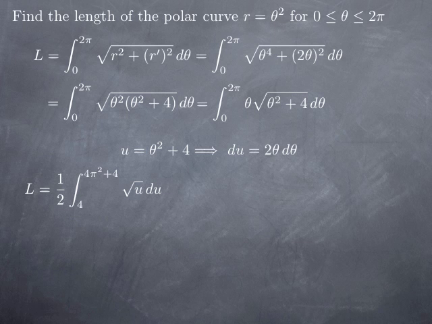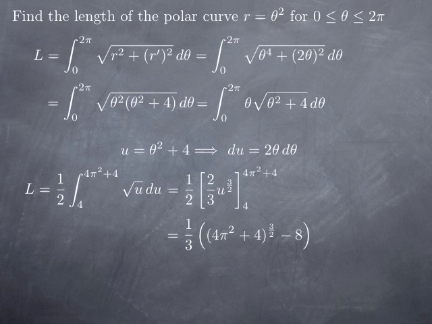Now an antiderivative of root u, that's u to the 1/2, so an antiderivative is 2/3 u to the 3/2. And so we evaluate this antiderivative between 4 pi squared plus 4 and 4. 1/2 times 2/3 is just 1/3. Then we get 4 pi squared plus 4 to the 3/2 minus 4 to the 3/2, which is 8.